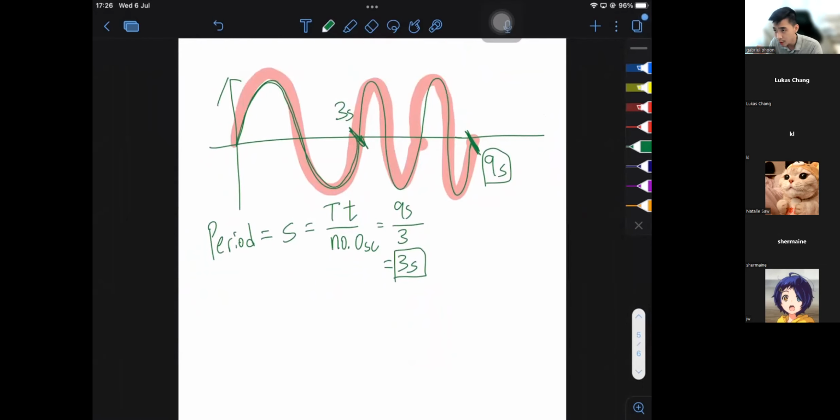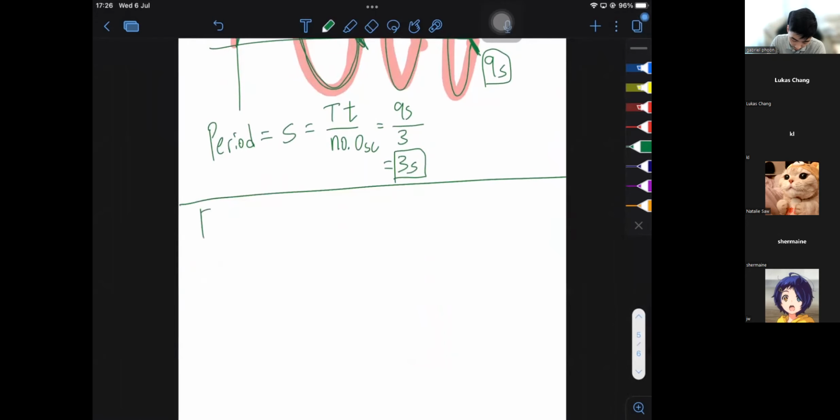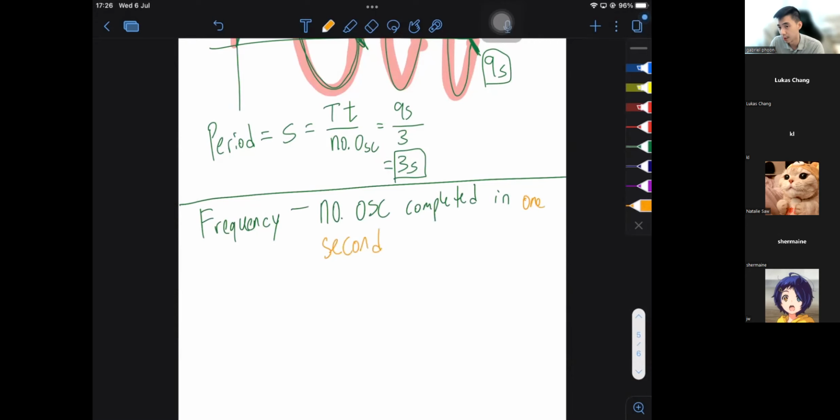From here, once we understand period, usually this period will be the one that leads up to frequency. Okay, frequency. By definition, guys, frequency is the number of oscillations completed in 1 second.